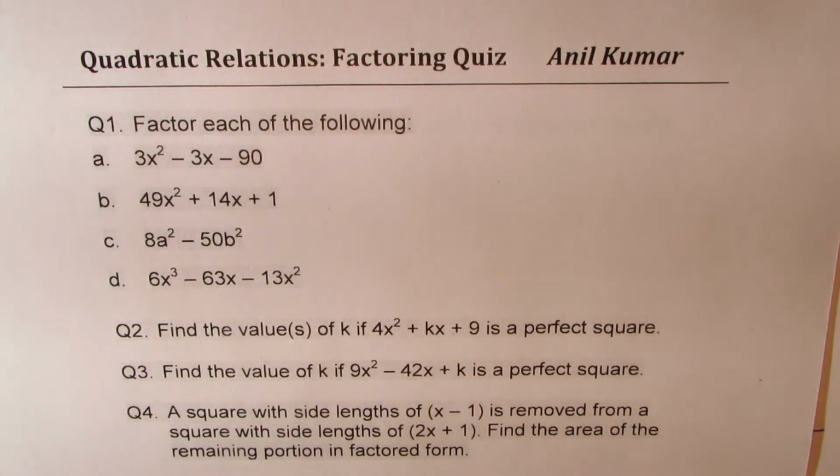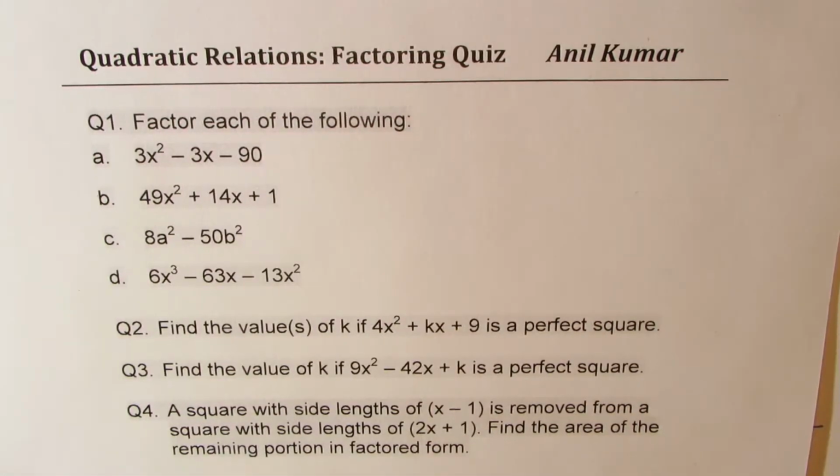Question number 4 is a square with side lengths of x minus 1 is removed from a square with side length of 2x plus 1. Find the area of the remaining portion in factored form. So these are the 4 questions for you. You can solve these and then look into my suggestions. Now let us try to solve them one by one.